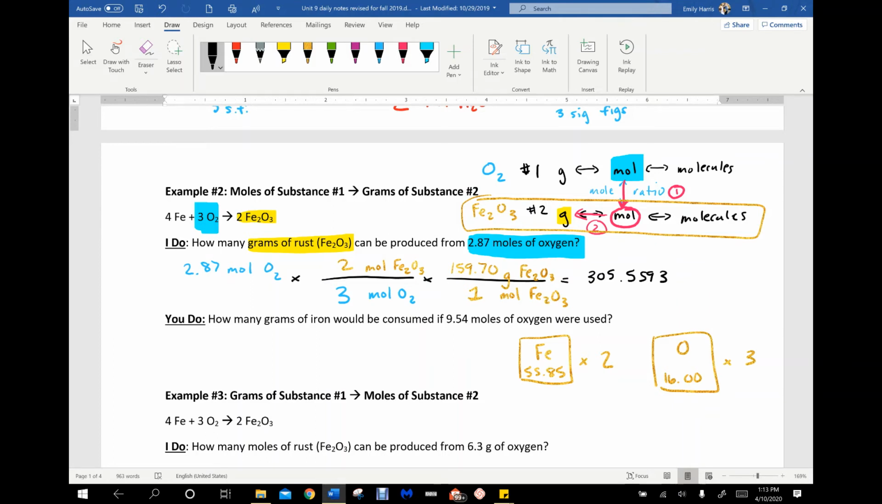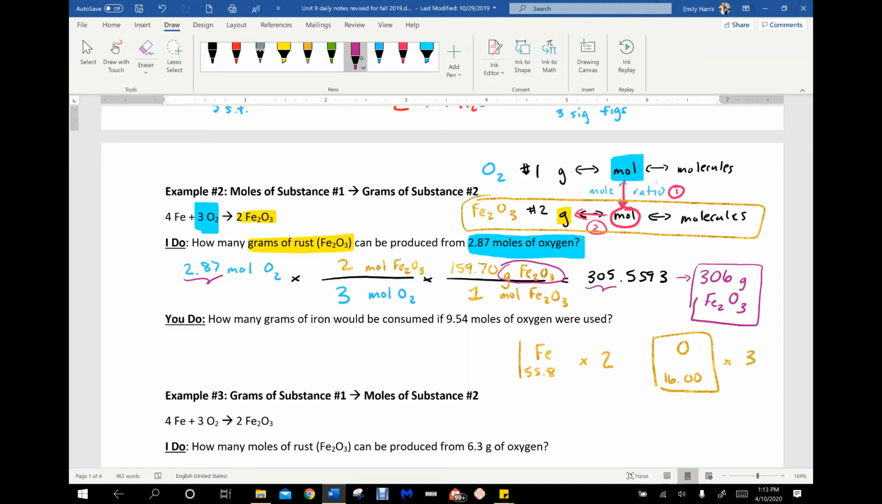So right quick, before we write in our units, let's go ahead and take care of significant figures. So I have 3 significant figures in my starting value. So that means I should have 3 significant figures in the ending value. So instead of 305.55, these are my first three significant figures. The 0.5 would round me up to 306. Then my final units are grams of Fe2O3. All right, and there we go.